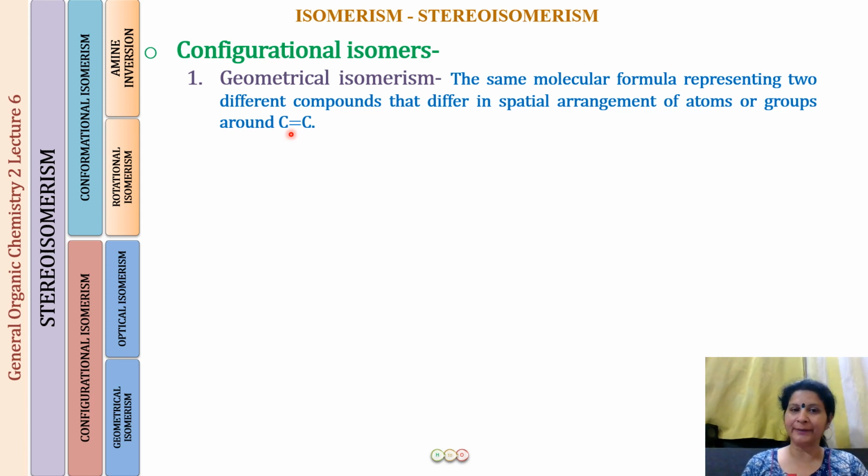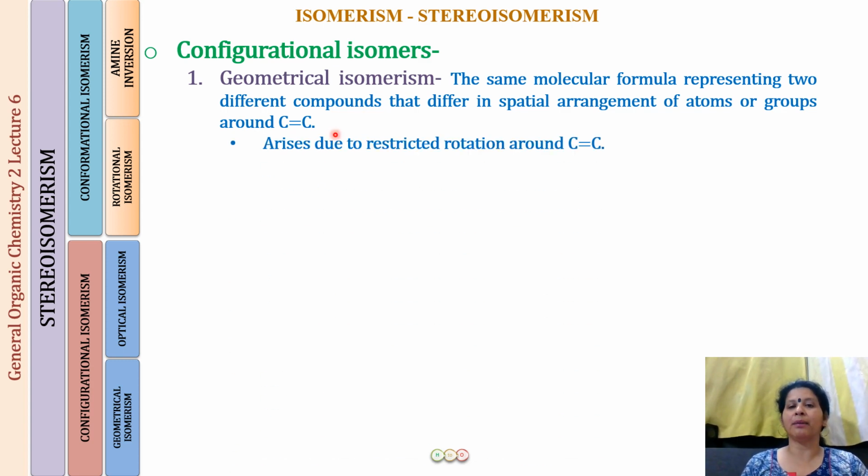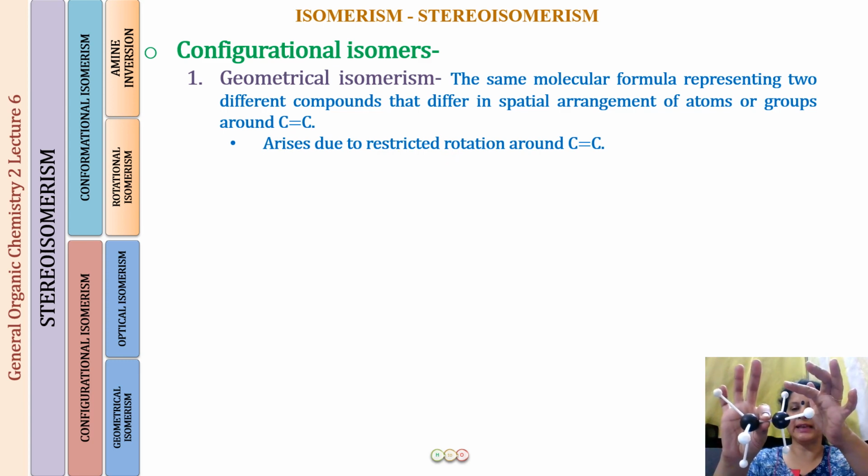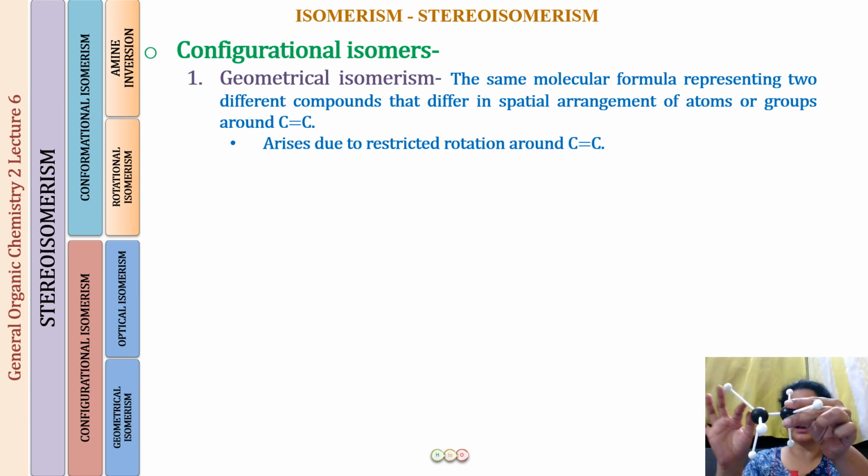Now, why is there a difference in the spatial arrangement of atoms or groups around the carbon-carbon double bond? First of all, let us understand this. A carbon-carbon double bond is made by a sigma bond and a pi bond, and around a carbon-carbon double bond we have restricted rotation. When we have a carbon-carbon single bond, you have seen that if I take hold of one carbon, I can rotate the position of the atoms by rotating the single bond. It is very easy for me.